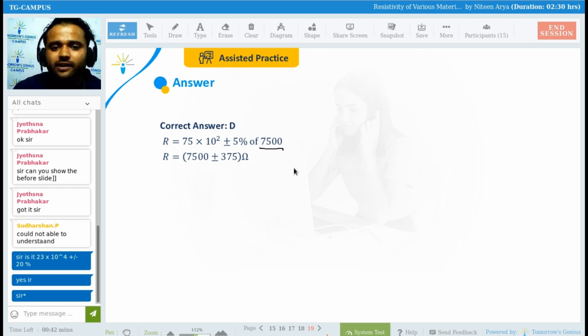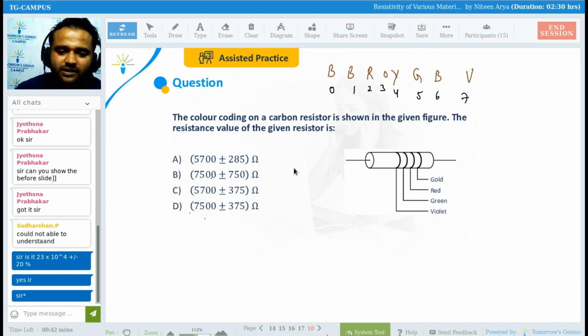How can you write the plus minus thing in this way? This is the way. 5% of what? 5% of whatever the resistance you get. So either it is D, either it is B. It depends on these three things first, and then in percentage terms you find the percentage and then plus minus. Is this clear? So the resistance could be 7.5 kilo-ohm plus minus 375, either plus or minus, not 750. Okay, is this clear everyone?